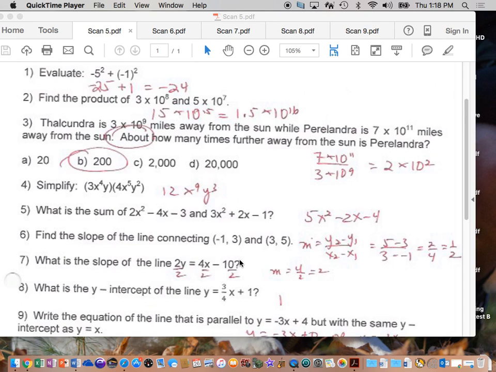Okay, are there any numbers 1 through 8 that you need help with? That I can show you how to do? If there are, raise your hand.